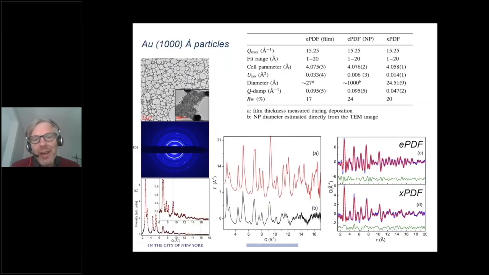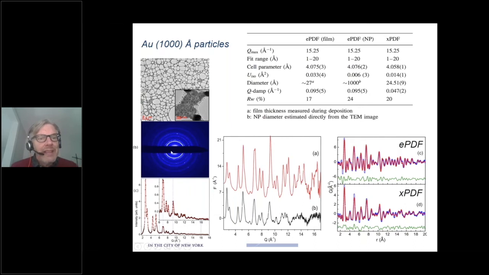So this is an example of the proof of principle where we took gold nanoparticles, 100 nanometer diameter gold nanoparticles, and we drop them onto a holey carbon film here. These nanoparticles are these black dots here on the edge of the holey carbon film. We take a diffraction pattern, which looks like this.